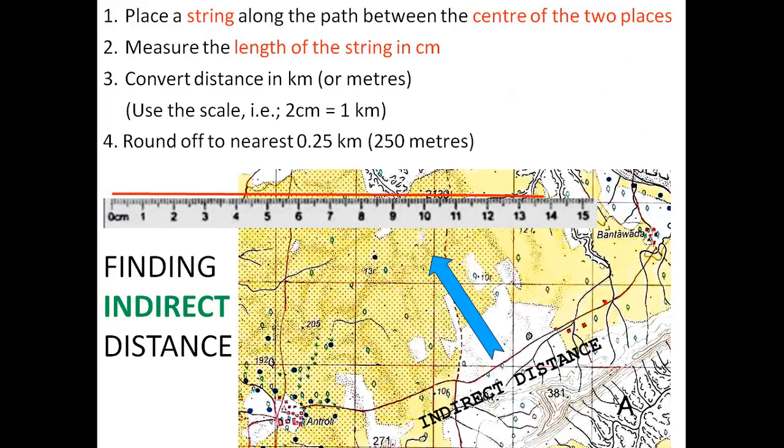kilometers. In this manner, we calculate the indirect distance between two points on a topographical map. As you can see, the same method has been followed. After the decimal, 0.25 kilometer, for example, can be converted to 250 meters.